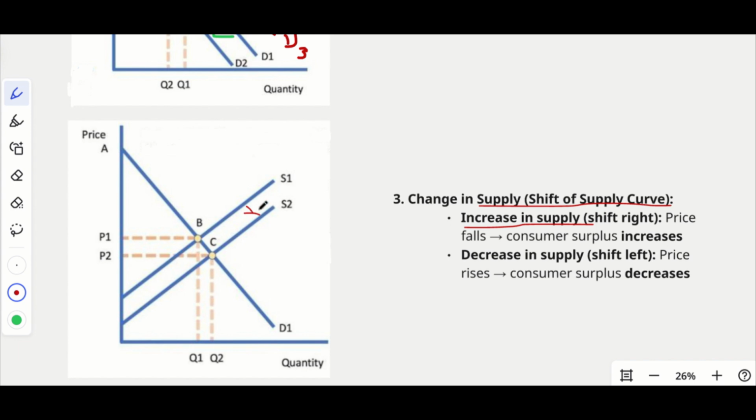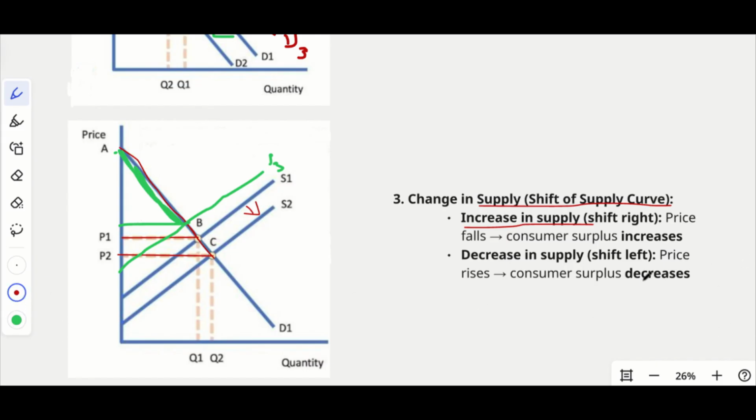So what happens? Initially, what was our consumer surplus? We only have this much, right? And now with the new supply curve, it has increased this much. And what if the supply curve shifts to the left side? Let's take it as S3. What will happen? The new equilibrium is here, so the consumer surplus will be this much. This will be our new consumer surplus, so consumer surplus will decrease.